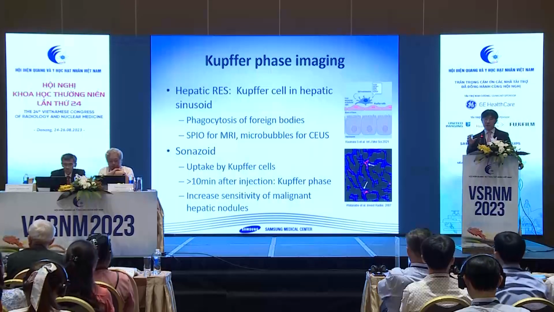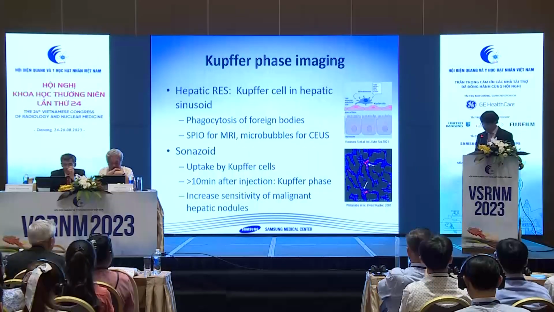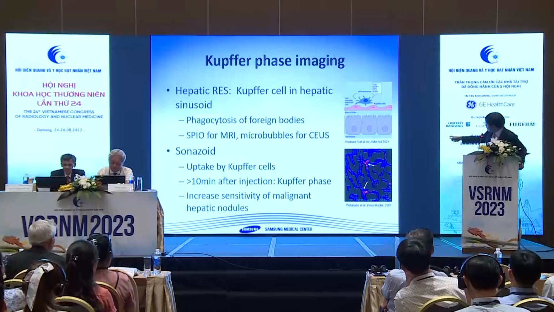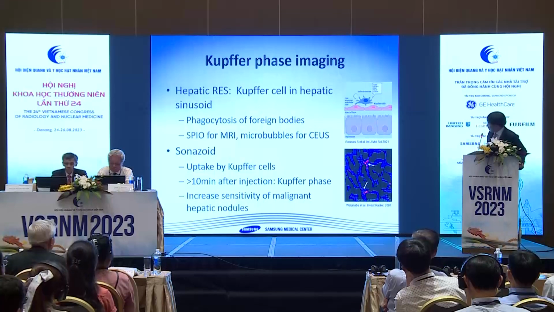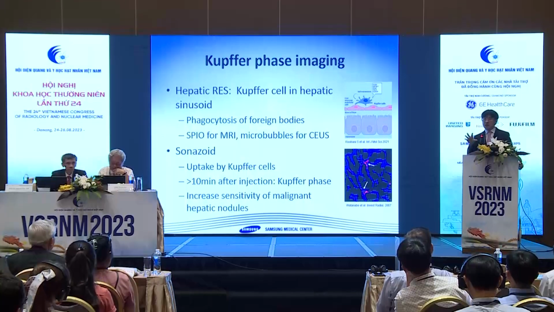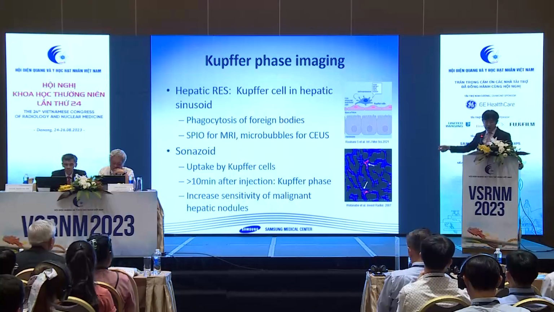The second figure shows the red one is a Kupffer cell, and you can see a very tiny green one at the end, like arrows. It's a very tiny particle. It is Sonazoid. It means the Kupffer cell has taken up the Sonazoid in the hepatic sinusoid.